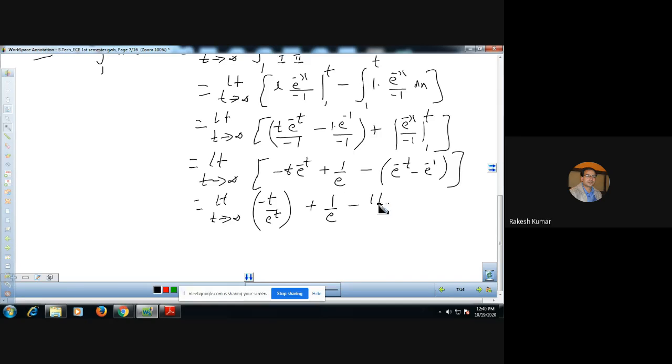This is also the limit as t approaches infinity of 1 over e raised to power t, and this is minus, and minus is plus 1 over e. Now, this is the term which you will get as t approaches infinity. e raised to power infinity is infinity. So this is infinity over infinity form.